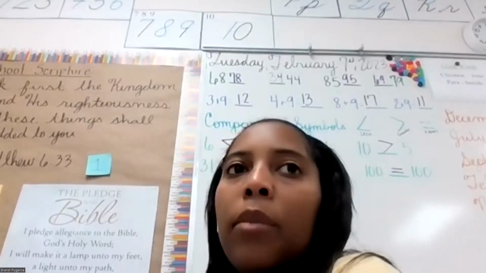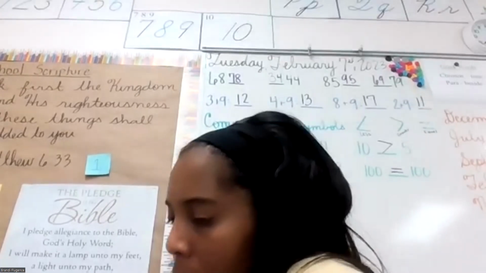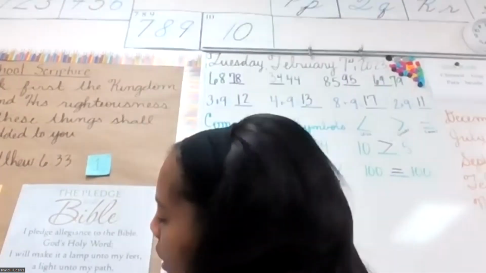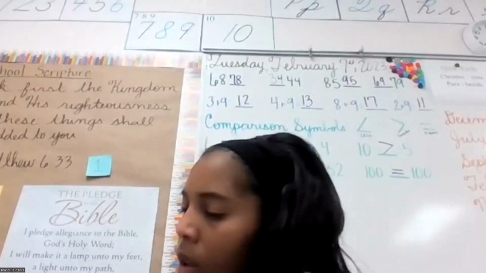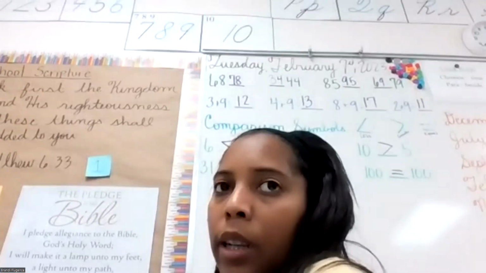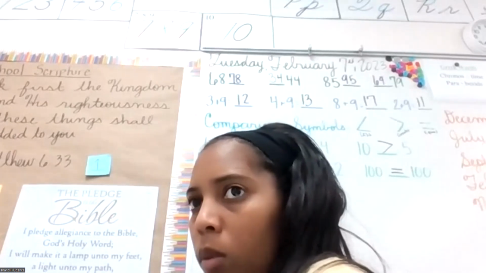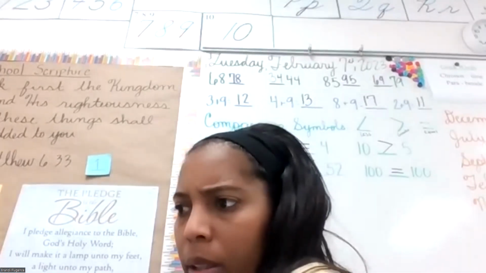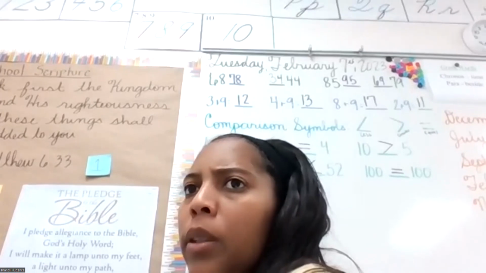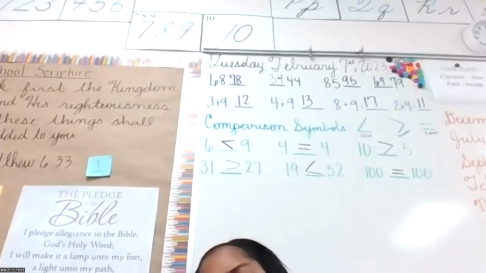Next one. How many are shaded in the first box? 5. How many are shaded in the second box? 3. So it's asking, is 5 less than, greater than, or equal to 3? Greater. 5 is bigger than 3, and you can look at it and see that. Greater, so put the greater symbol. The greater symbol points to the right.